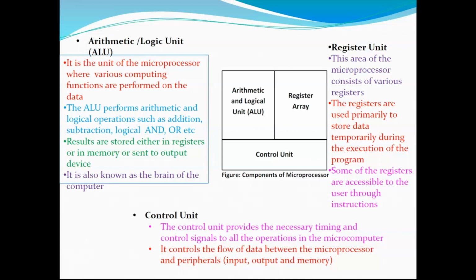The register unit is the area of the microprocessor which has various registers. The registers are used primarily to store temporary data during the execution of the program. Some of the registers are accessible to the user through instructions. The control unit provides the necessary timing and control signals to all the operations in the computer. It controls the flow of data between the microprocessor and peripherals.